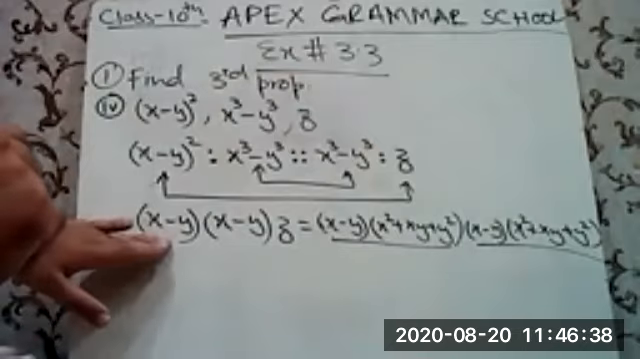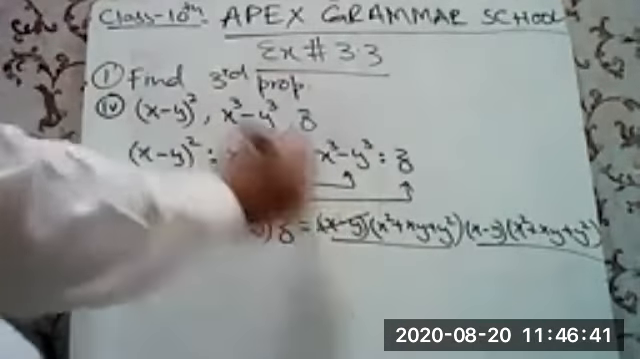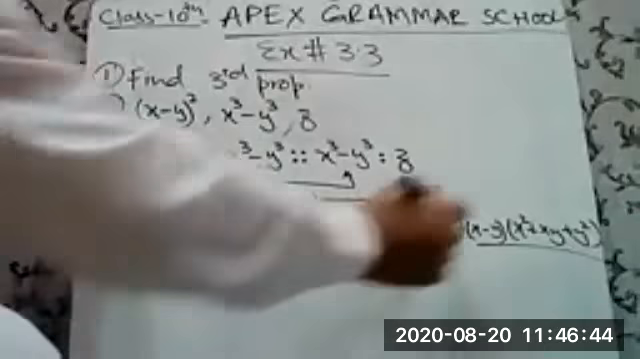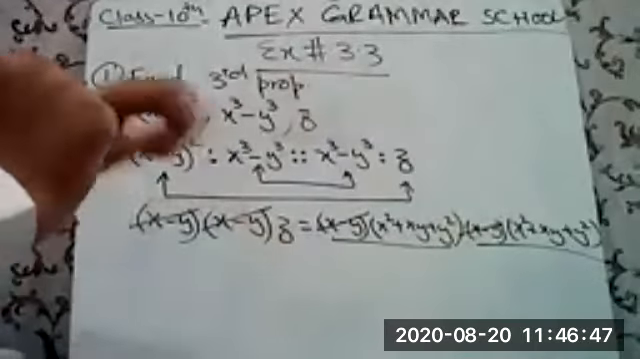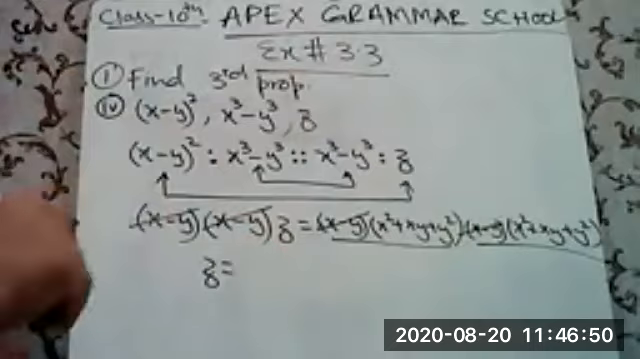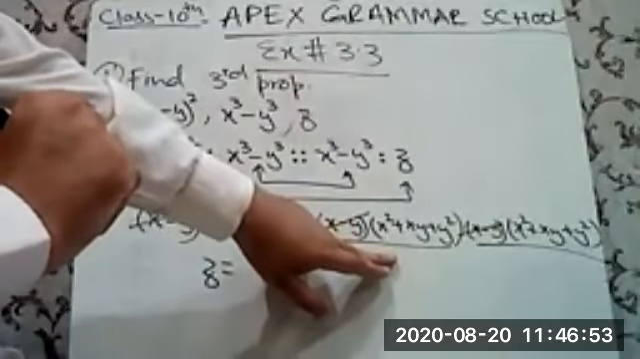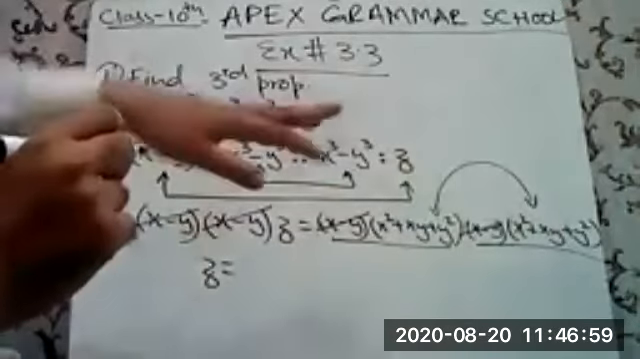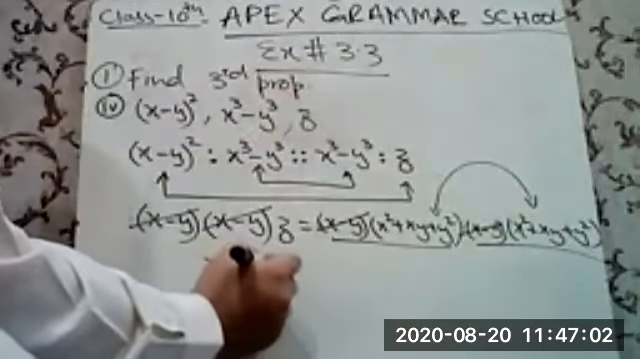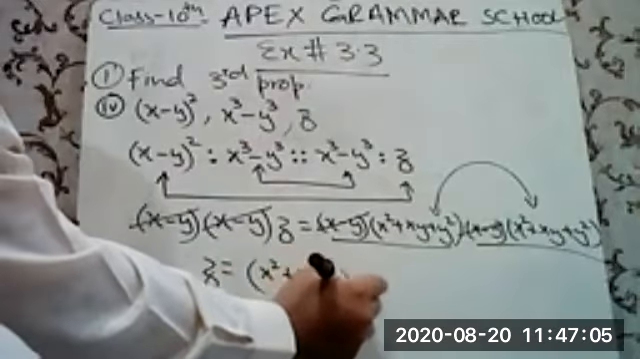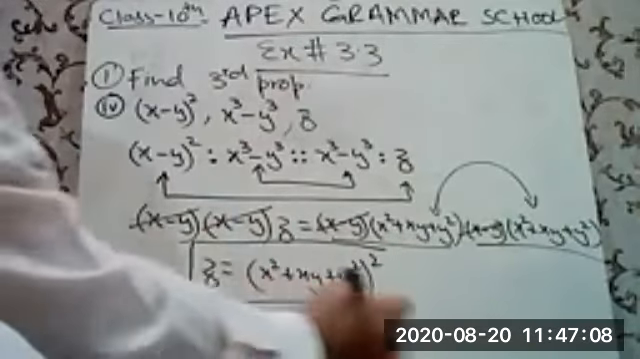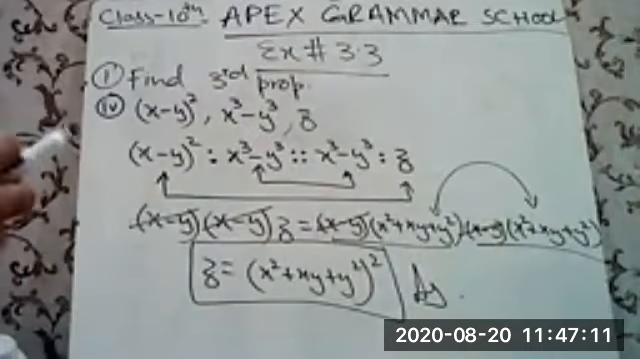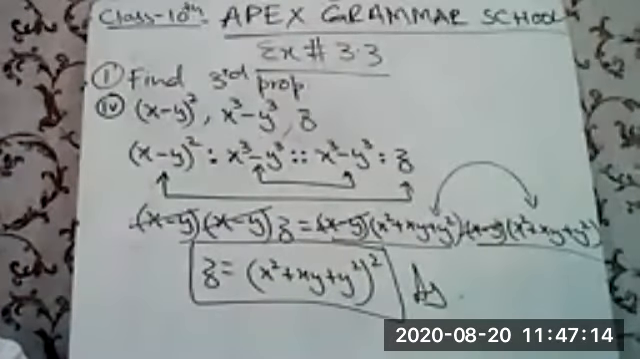Now this is x minus y, this is also x minus y. You can cancel them. This x minus y with this x minus y. This x minus y with this x minus y. So you are left with only z. The value of z will be x square plus xy plus y square, again x square plus xy plus y square. So it becomes the whole square of it: x square plus xy plus y square whole square. And that's it. This was part 4 of question number 1 of third proportion.